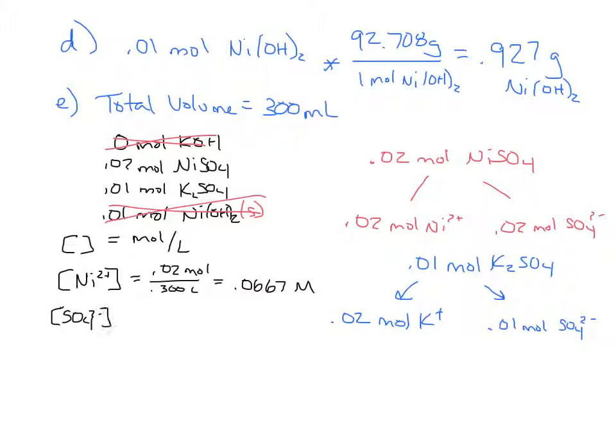For the SO4, I want to be very careful here. How many moles of sulfate ions are floating around in solution? I've got 0.02 from the nickel sulfate, but I also have 0.01 from the potassium sulfate. So how many total moles of SO4 ions do I have? 0.03.